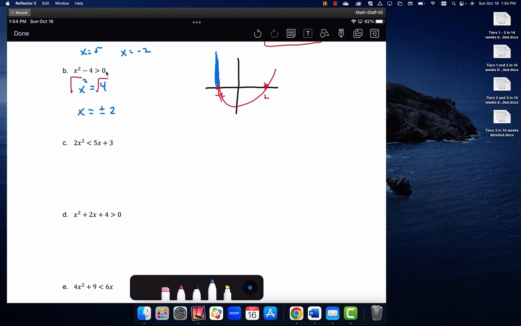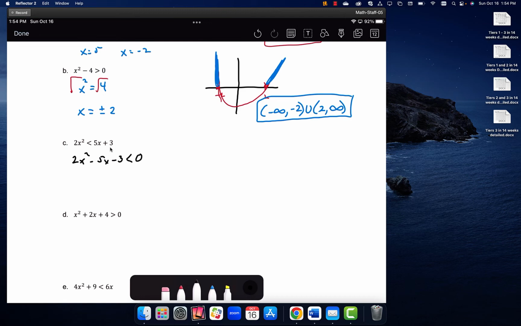That's happening here and here. Notice we're strictly greater than. We can't include our endpoints. So we're above from -infinity to -2 and from 2 to infinity. In the next example, notice that we need to first set it equal to 0. So I'm going to subtract 5x and subtract the 3 so that the right side is 0.